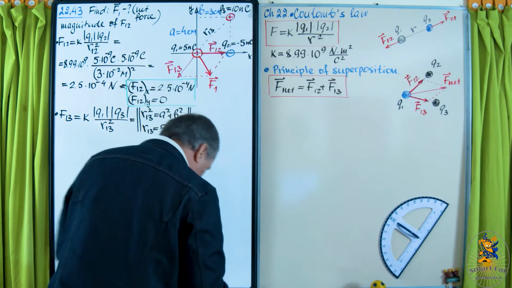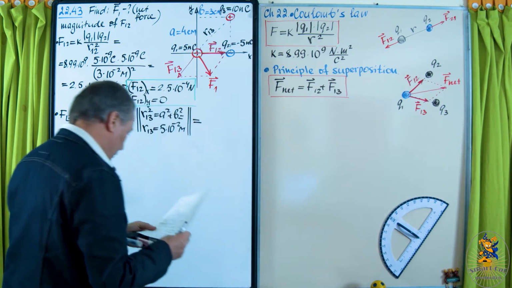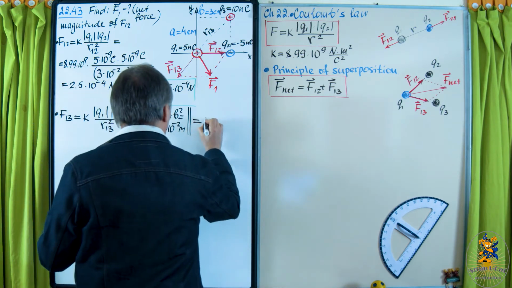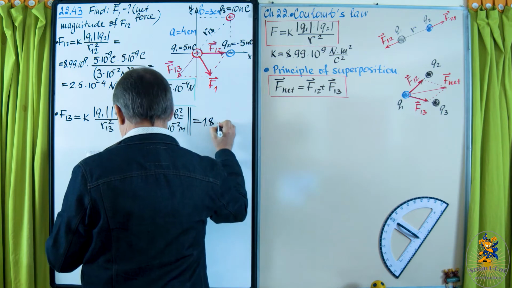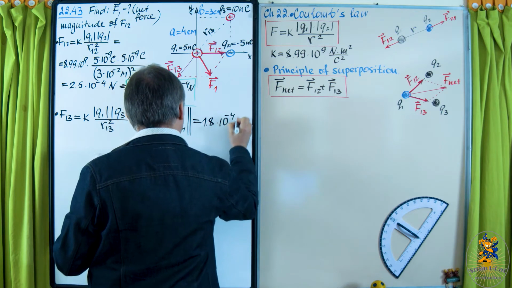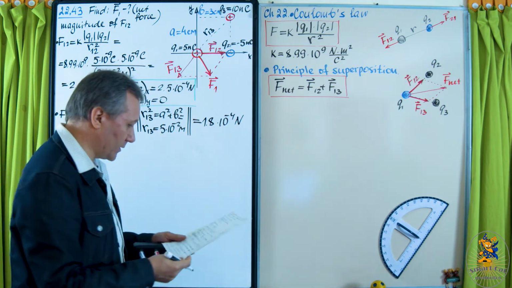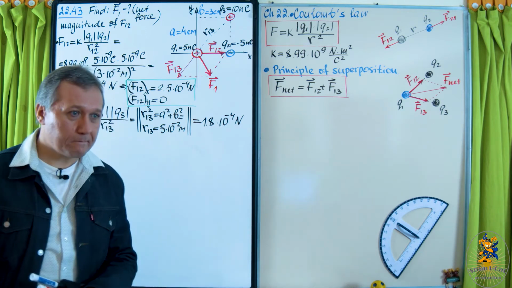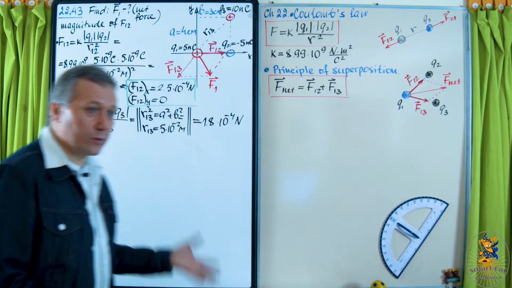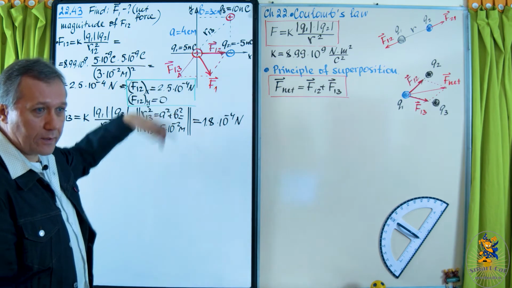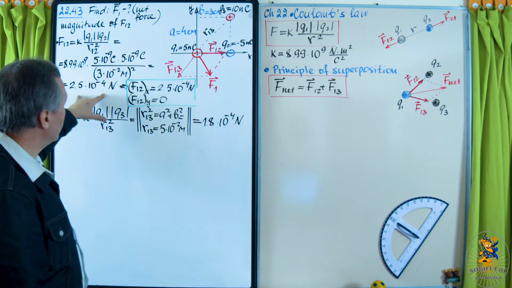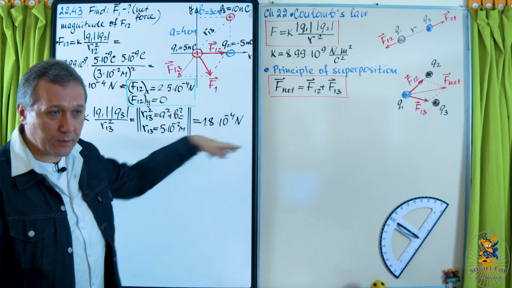And the answer is 1.8 times 10 to the power of minus 4. Again, newtons. Right? Yeah, it's F13. Okay, so next step, components. Like here, first we found magnitude, then components. Now the same, magnitude and components.